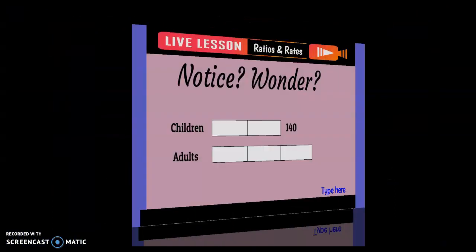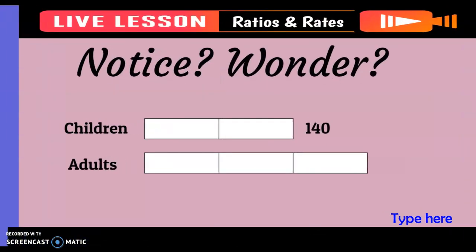So today, we'll start with I notice, I wonder. So I notice that we have two strip diagrams. One talks about children, one talks about adults. In this strip diagram, I have two sections, and in this strip diagram, I have 1, 2, 3 sections. So if I have 140 children, how many adults will I have?